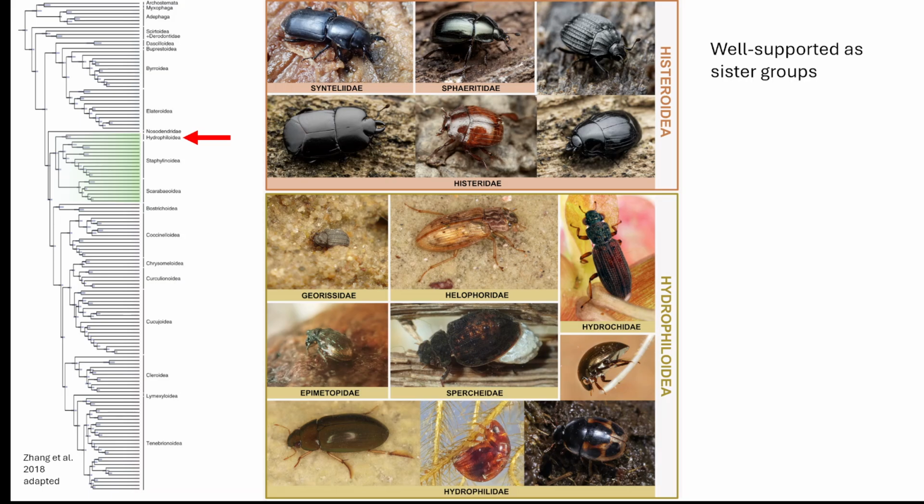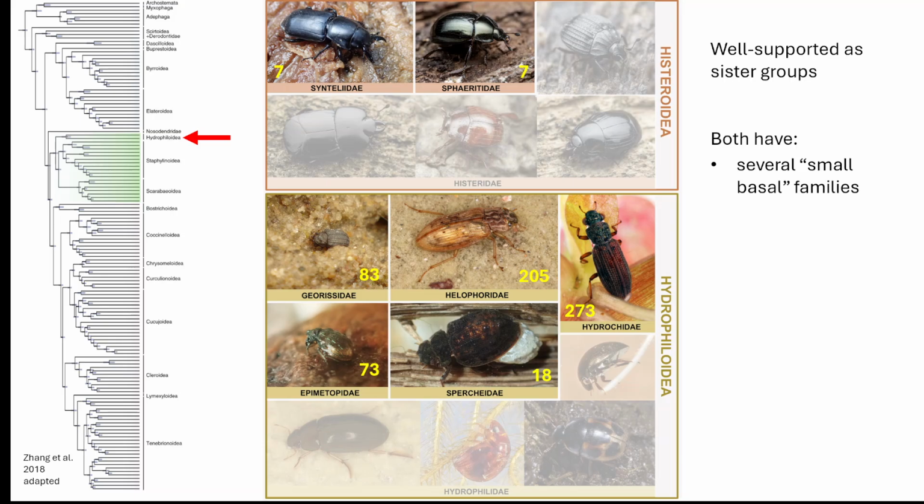It would be actually nice if we would start to study a little bit together, to compare a little bit more, which is also why I was very happy that we were asked to combine both groups into one presentation. Both groups have something in similar and they differ in some aspects. The similar thing is that both superfamilies have some small basal or early branching families. These are Synteliids and Sphaeritids in Histeroidea, both with seven extinct species described at the moment.